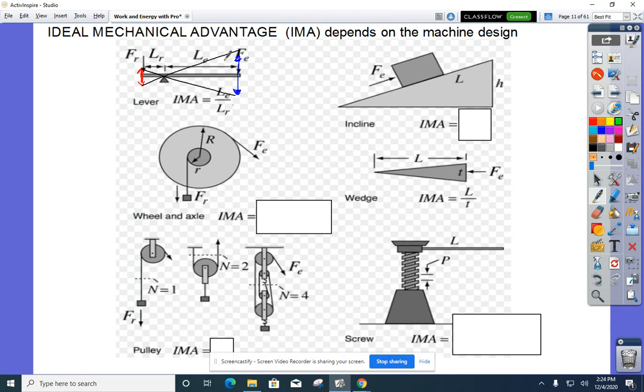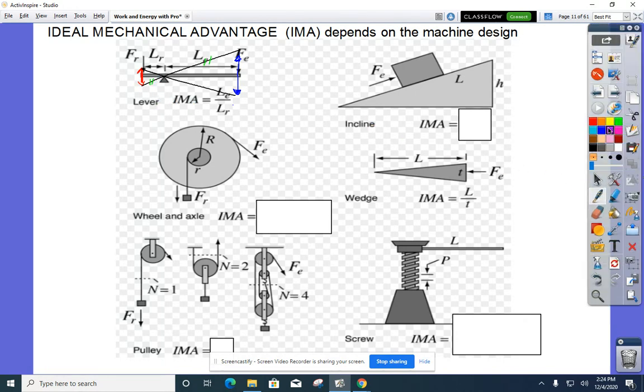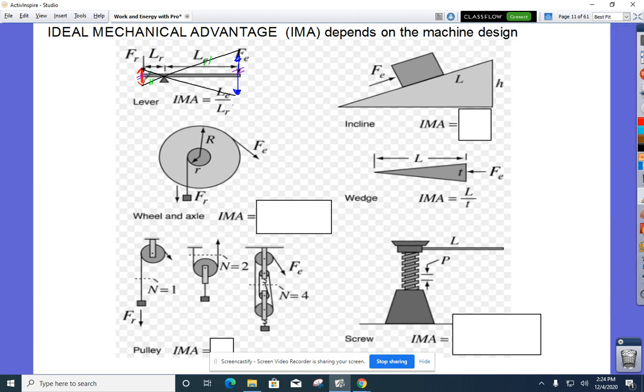And I can look at this and say that the ratio of this one to that one is in the same ratio as this one is here to that one, right? So it's far easier to just look at the effort lengths and the resistance lengths as the distances from the fulcrum to the endpoint there, as opposed to having to consider how far you're moving that thing up or down. Okay, so it would just be LE over LR.